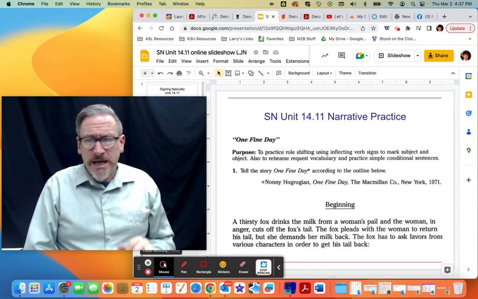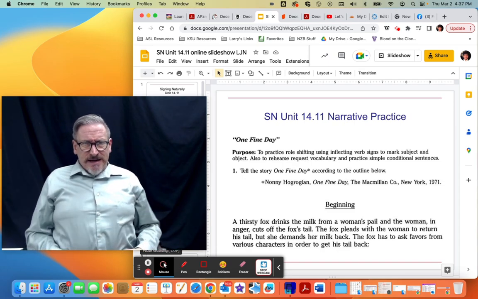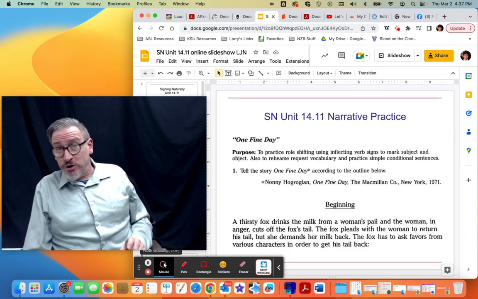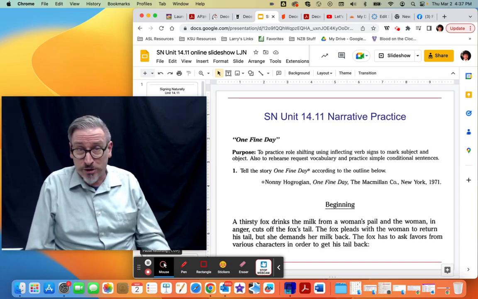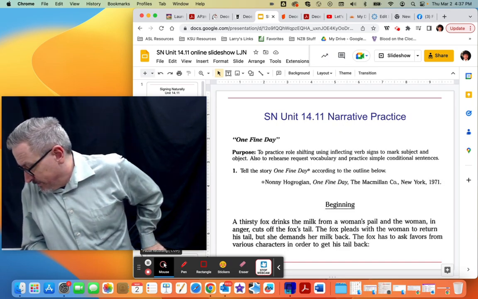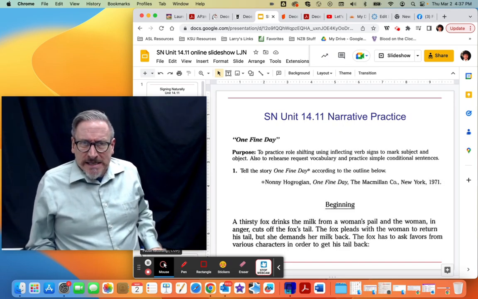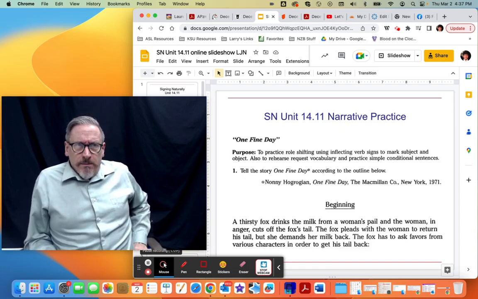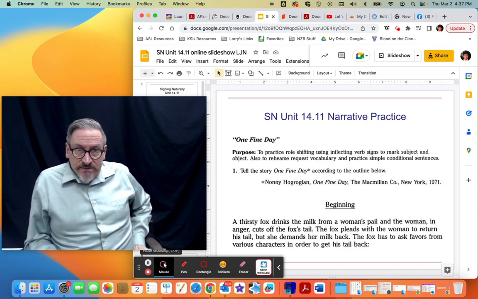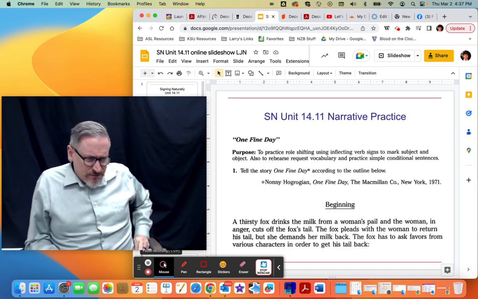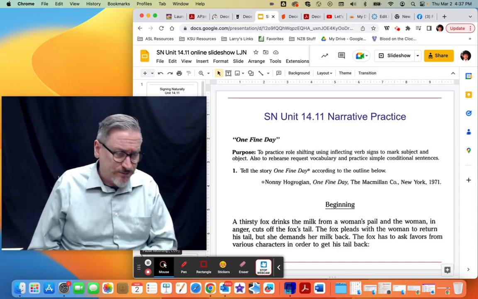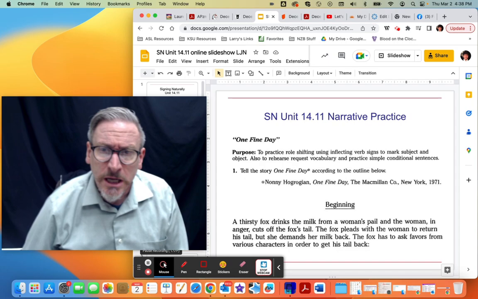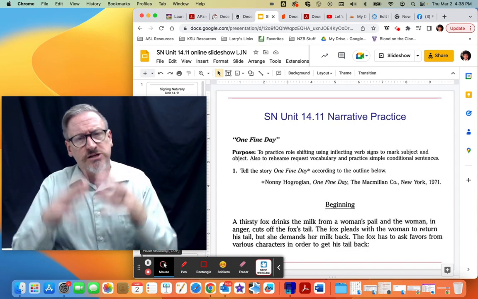It's a long story. I suspect in the newer version of the textbook, they're going to go with a much shorter story, but this one has many steps. I think this story actually appears in the earlier edition, the unit 7 to 12 of Signing Naturally, in a shorter form. But this is a sort of expanded version.